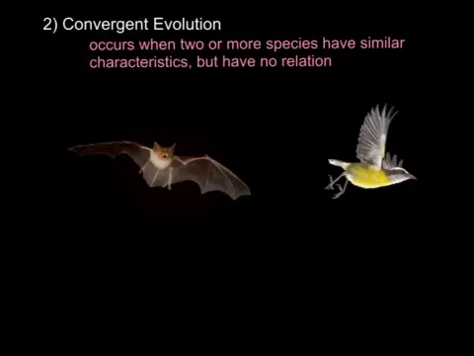Convergent evolution. This occurs when 2 or more species have similar characteristics but have no relation. For example, the bat and the bird look like they're related and both have the adaptation of wings, but neither is actually related.